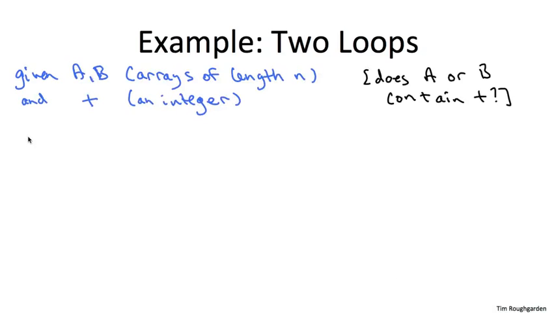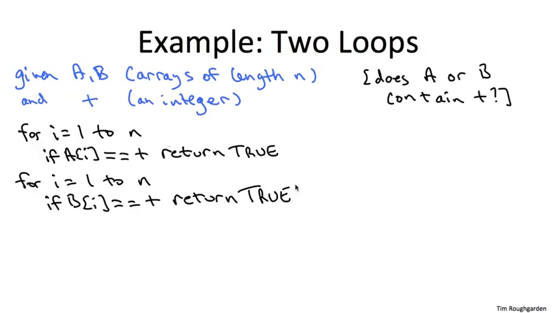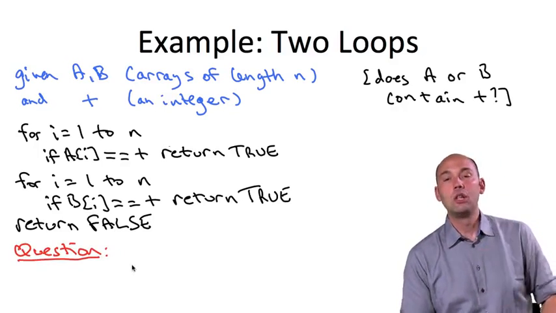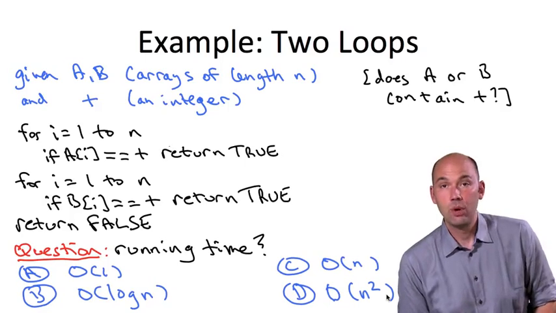Again, we'll look at the straightforward algorithm where we just search through A, and if we fail to find t in A, we search through B. If we don't find t in B either, then we have to return false. So the question then is exactly the same as last time, given this new, longer piece of code. What in big O notation is its running time?